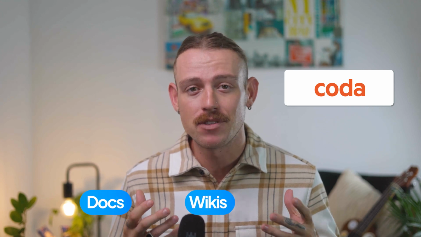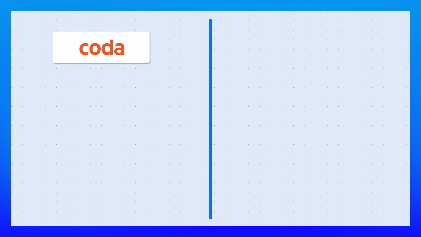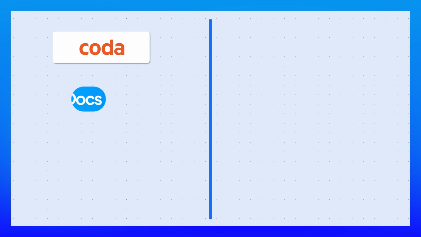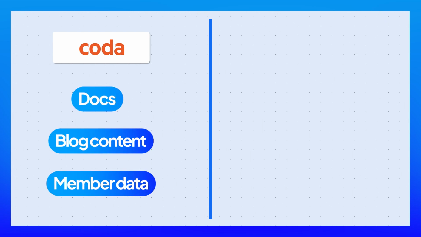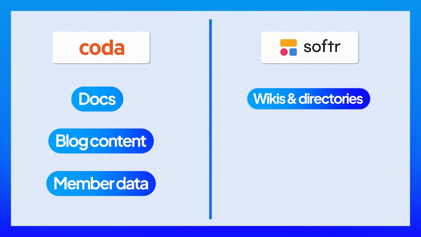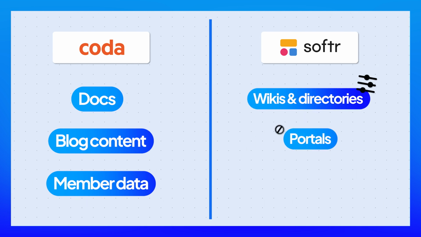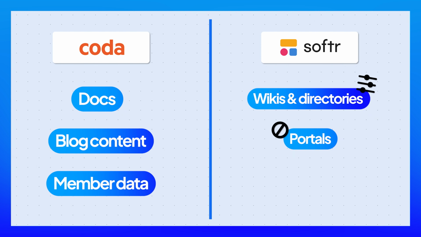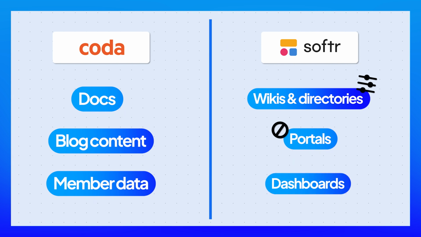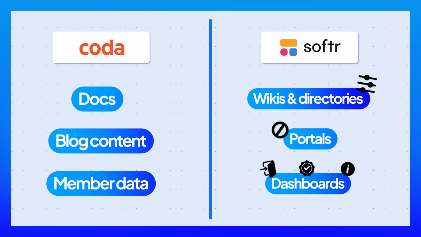Coda is already a favorite tool for internal docs, wikis, and standard operating procedures, but what about external users? Let's say you're using Coda to store help docs, blog content, or even member data. With Softr, you can turn these into wikis and directories with search filters and categories, membership portals that restrict access based on user groups, and community dashboards where members can log in, access premium content, or even update their info.